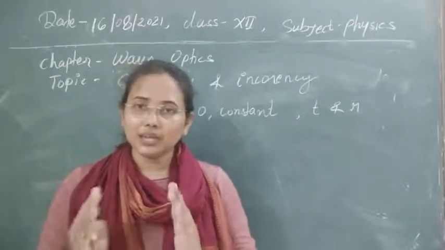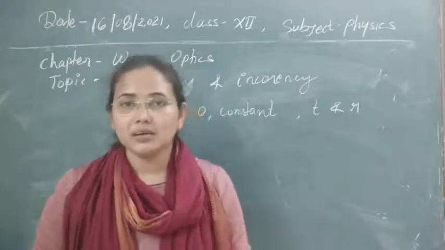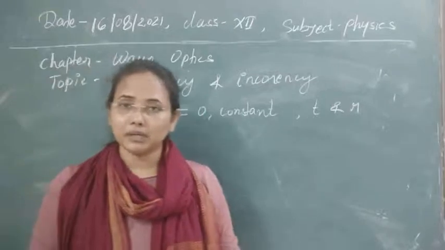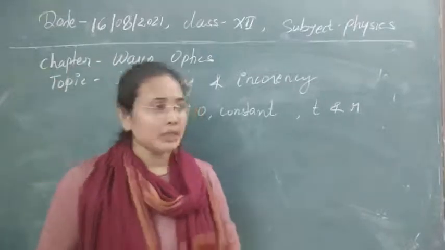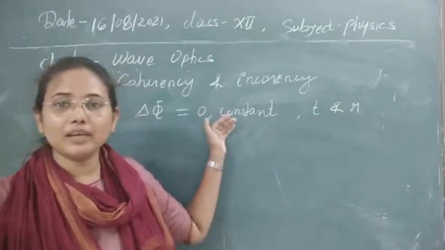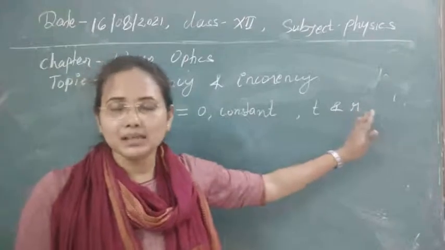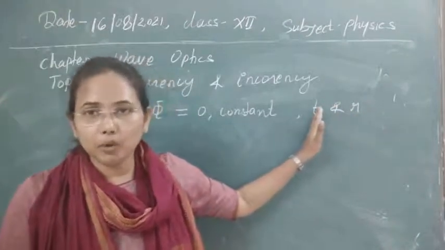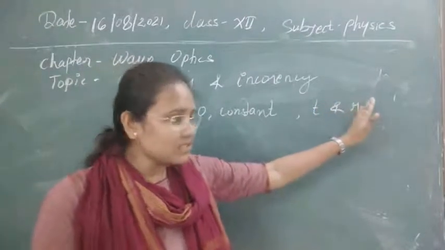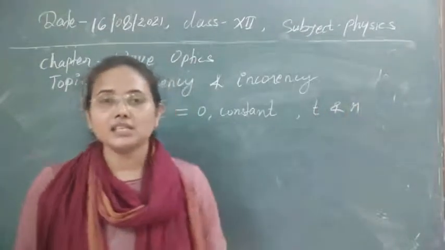And whenever your location is changing, it is also called spatial coherence. I just want to say, if your position or your phase difference, if you have calculated it, is constant with respect to only time, not space, then that is called temporal coherence. And if it is constant with respect to space, not with time, then that is called spatial coherence.